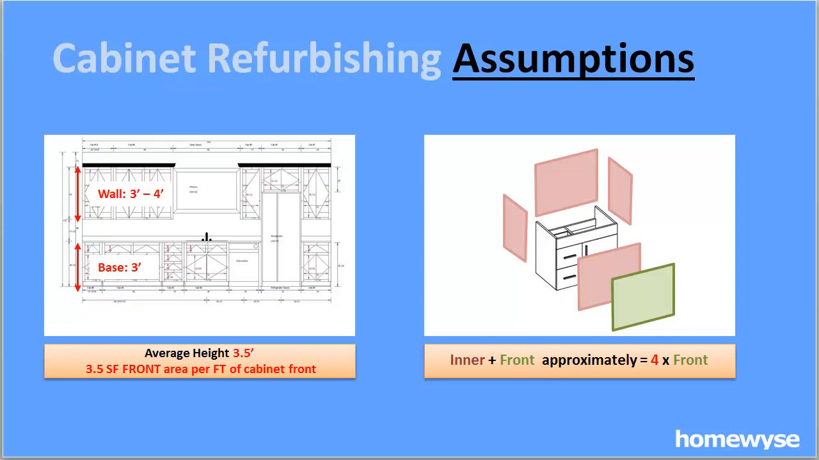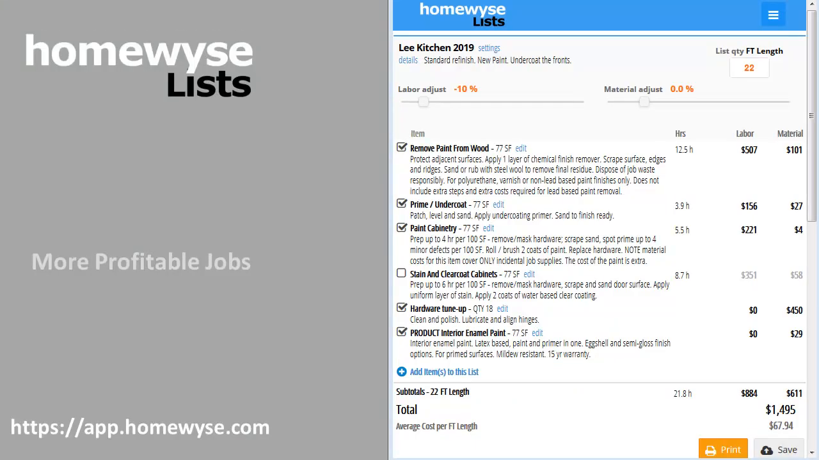So instead of using just the front area, if you wanted to include the inner area as well, you could make an assumption about how much that would be based upon the area of the front. In this case, we're just going to assume that the inner plus the outer is about 4 times what the outer would be. So instead of entering 22 feet into our list input, we could enter 4 times that, or 88 feet, and that would give us an estimate of how much it would cost to do both the outer and inner parts of the cabinet. So basically, it's just a question of changing this original estimate.